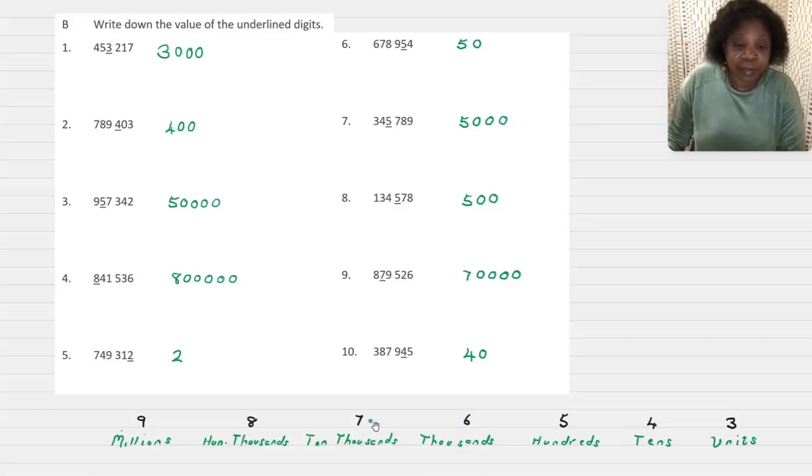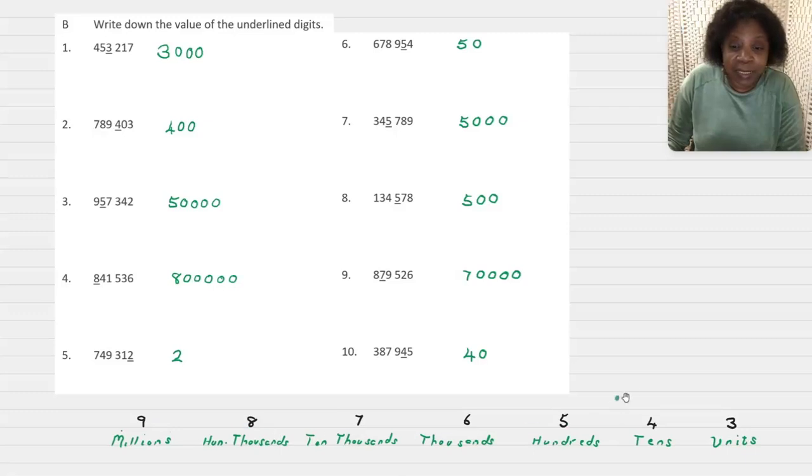Next to that, we have the 10,000 place value, which means the value of the 7 will be 70,000 because we have 7 times 10,000. Next to that, we have the 100,000 place value position, so the value of the number 8 is going to be 800,000. And then we come to the millions place value position, which means the value of this 9 will be 9 million.